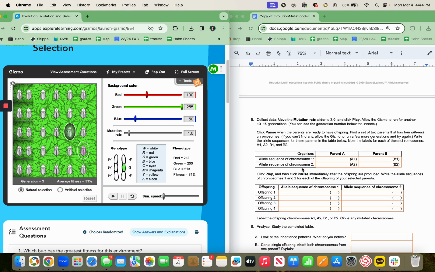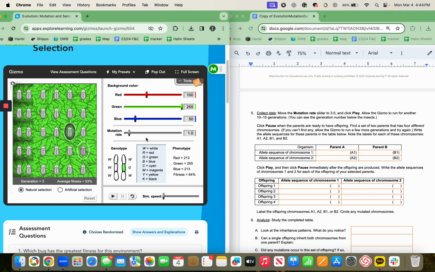Okay, so we're going to go ahead and move the mutation rate to 3. So now there's a higher chance of mutation. Here we had a very low chance of mutation, so that's why you didn't see a whole lot, these two. Look, this one has a mutation right here. We're going to increase the mutation rate to 3. And then we're going to go ahead and run the Gizmo for another 10 to 15 generations.